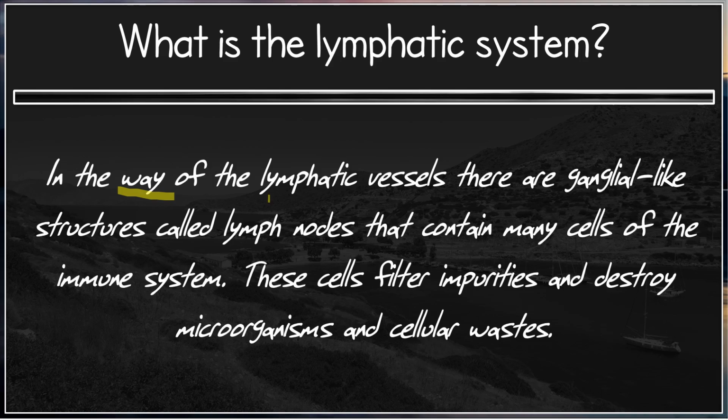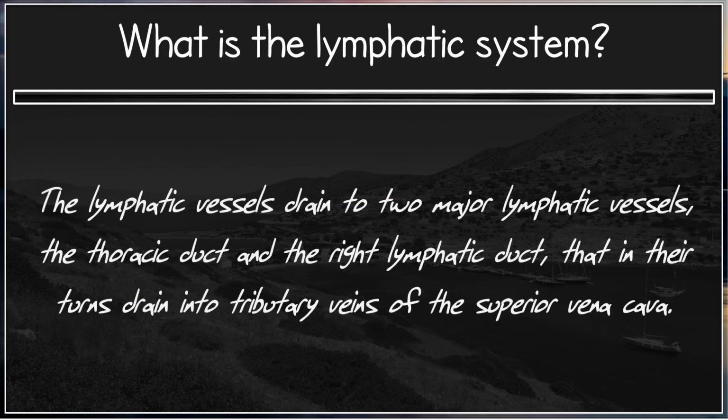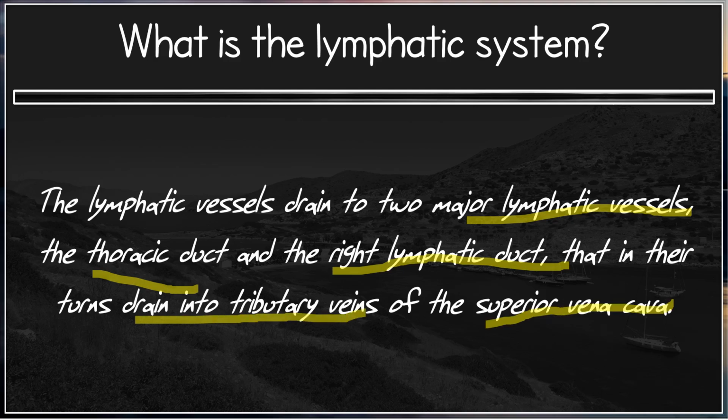In the way of lymphatic vessels, there are ganglion-like structures called lymph nodes that contain many cells of the immune system. These cells filter impurities and destroy microorganisms and cellular wastes. The lymphatic vessels drain to two major lymphatic vessels, the thoracic duct and the right lymphatic duct, that in their turn drain into the tributary veins of the superior vena cava.